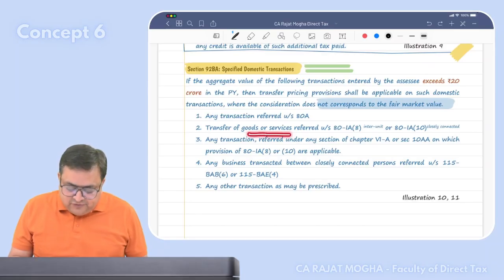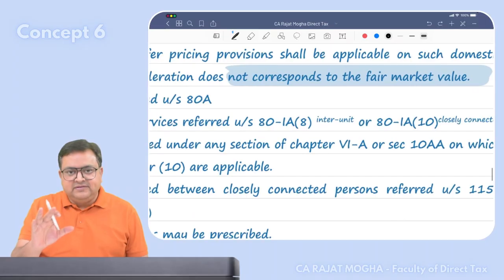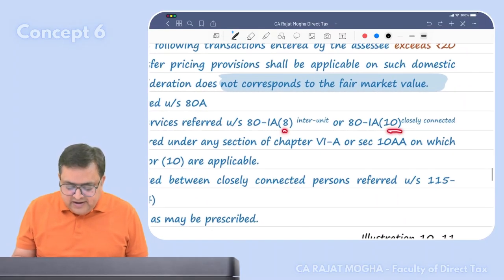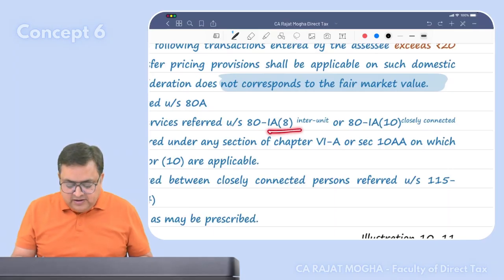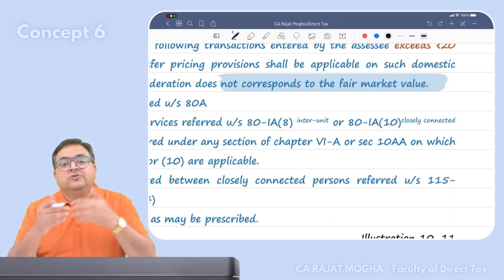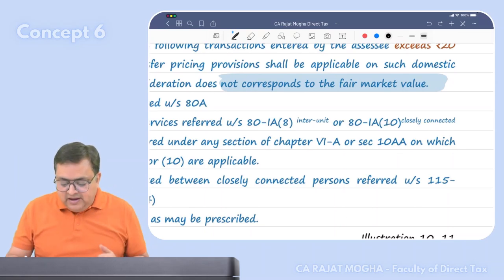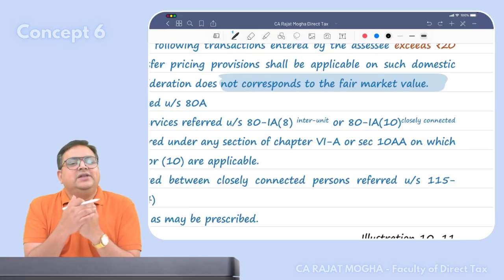Under 92B this is the only thing written, inter-unit and closely connected enterprises. So transfer of goods or services referred under section 80 IA. IA 8, you don't have to remember the subsection number. IA 8 and IA 10. IA 8, what is written? Inter-unit. One of the units is taking 80 IA deduction, the other unit is not taking. So they will do transactions between each other. 80 IA 10, what is written? Closely connected. Different assessees, but they are closely connected.